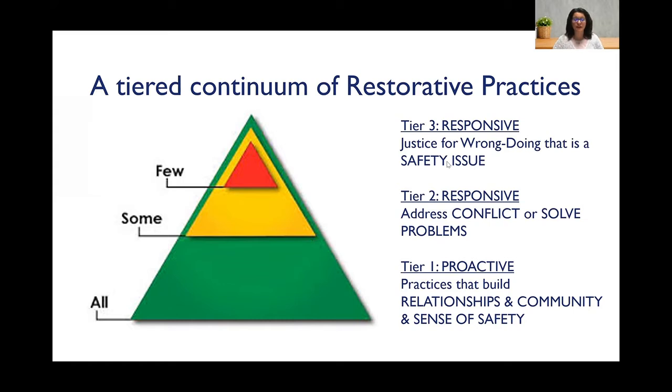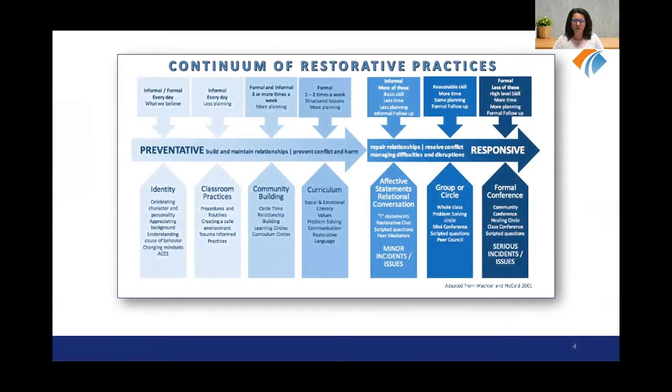And we define Tier 1 in our school as addressing conflict and solving problems at the classroom level. Now, the line between Tier 2 and Tier 3 varies from setting to setting, but we define Tier 3 as safety issues of a more serious nature. So today we're going to hone in on those mid-level issues that are really anchored in conflict and problems. When you look at the continuum of restorative practices by Wachtel and McCord, they have them divided as preventative and responsive. So for today, we're going to look at the first 2 columns on the responsive side of this continuum, using affective statements in relational conversation and then some circles.